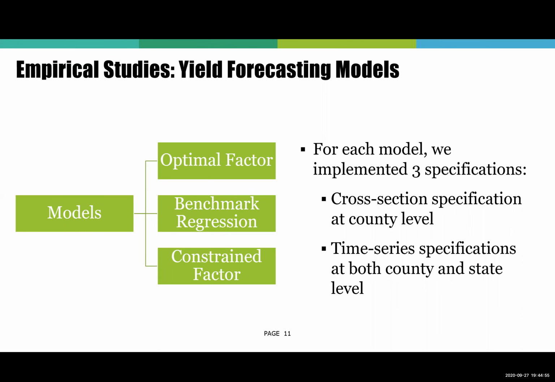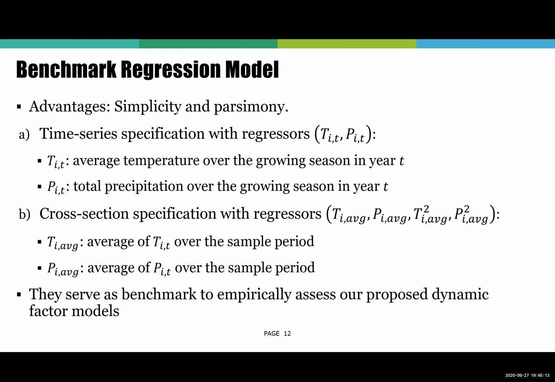The model labeled optimal factor corresponds to our proposed yield forecasting model with optimal dimension reduction via the dynamic factor approach. The benchmark regression model is the standard regression approach commonly used for yield forecasting. This model has the advantage of simplicity and parsimony. For example, with the time series specification, it involves 2 regressors, which are the average temperature and the total precipitation over the growing season. For the cross-section model, it has 4 regressors, including 2 quadratic terms. Because of its popularity, this model serves as a benchmark against the proposed dynamic factor model.